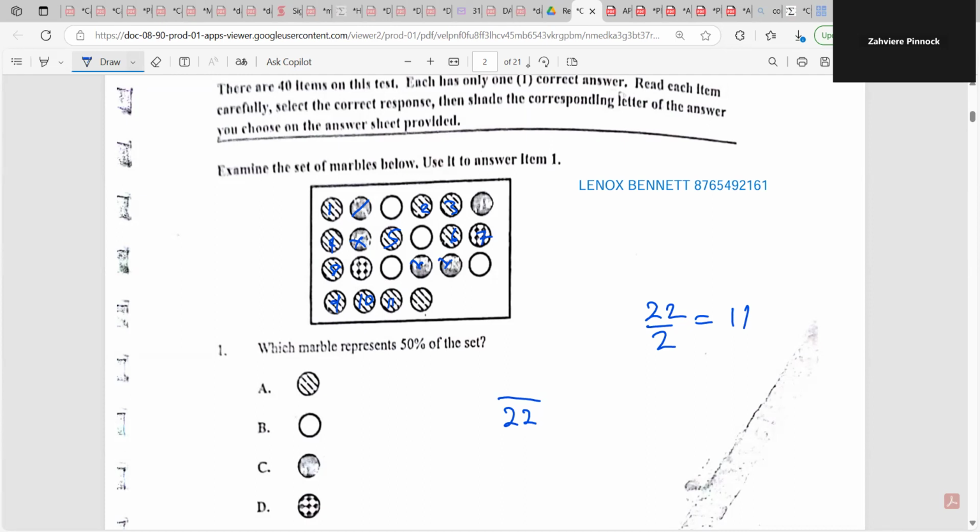So now it's time for the clear ones. 1, 2, 3, 4. So 4 of those. So now we know that it's A, the striped marbles. All right. When I count, I get 12, but yeah. Very good explanation. So that would be 50%. Very good. Let's move on to the next one.